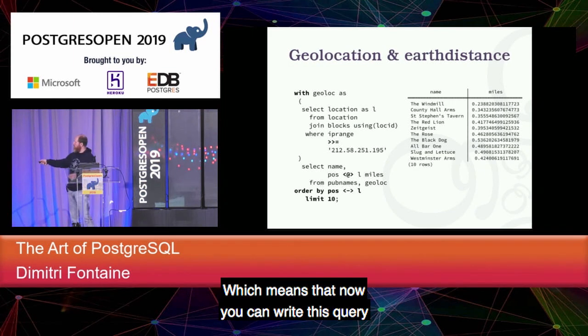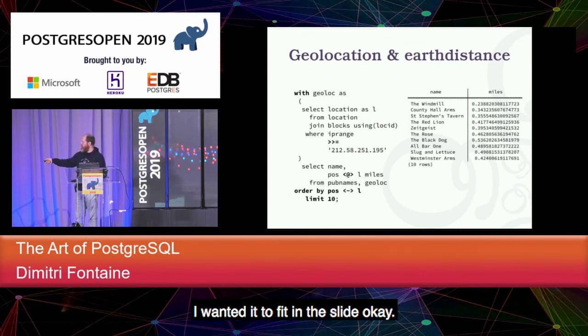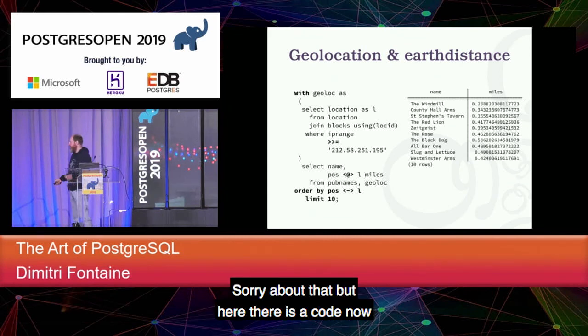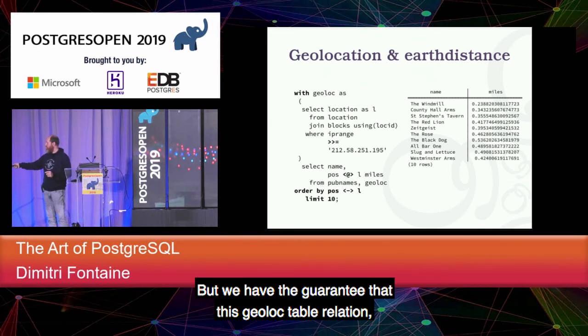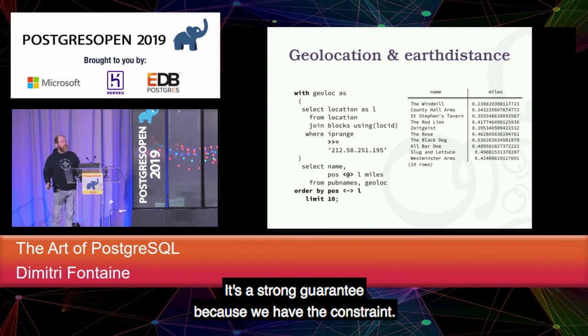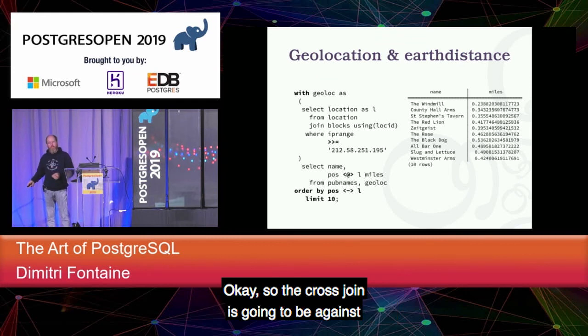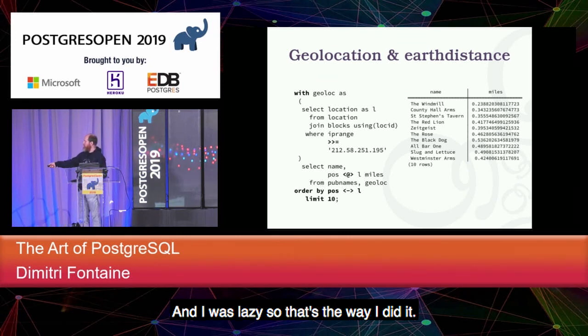Which means that now you can write this query, which normally wouldn't pass code review, but I didn't comment on that because I wanted it to fit in the slide. Sorry about that. Here there is a comma, which means it's a cross join. Don't do that, never. But we have the guarantee that the result of this query is going to be 0 or 1 row. It's a strong guarantee because we have the constraint. So the cross join is against 0 or 1 row, so maybe it's okay. And I was lazy, so that's the way I did it.